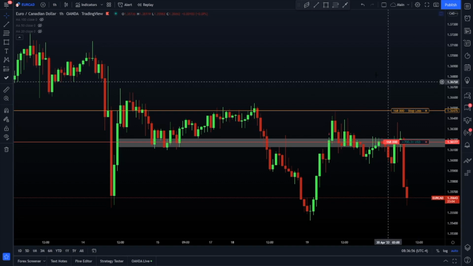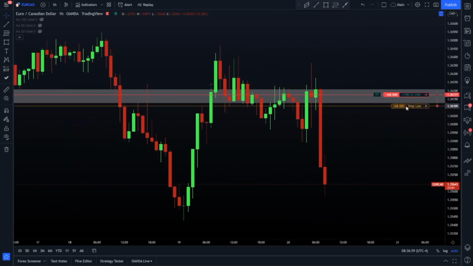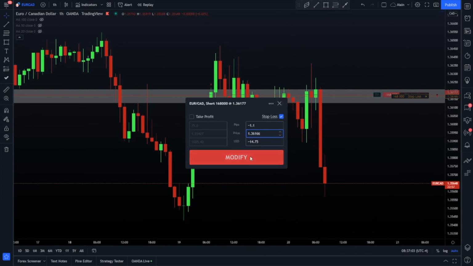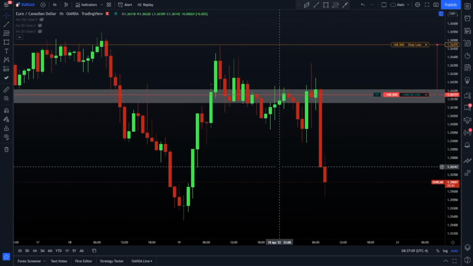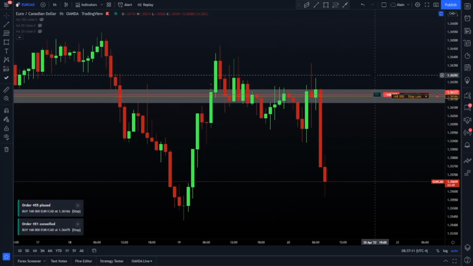So at this point, I'm going to go ahead and trail this stop loss to break even. So I'm dragging that in here so I can no longer lose on the trade. In fact, in this case, I'll make $14, which is not so bad. So worst case scenario is now locked in.